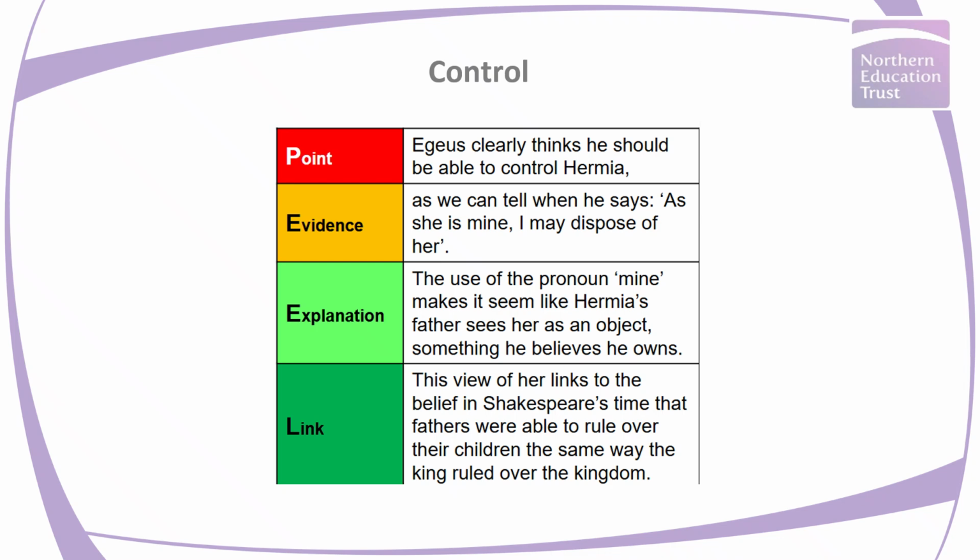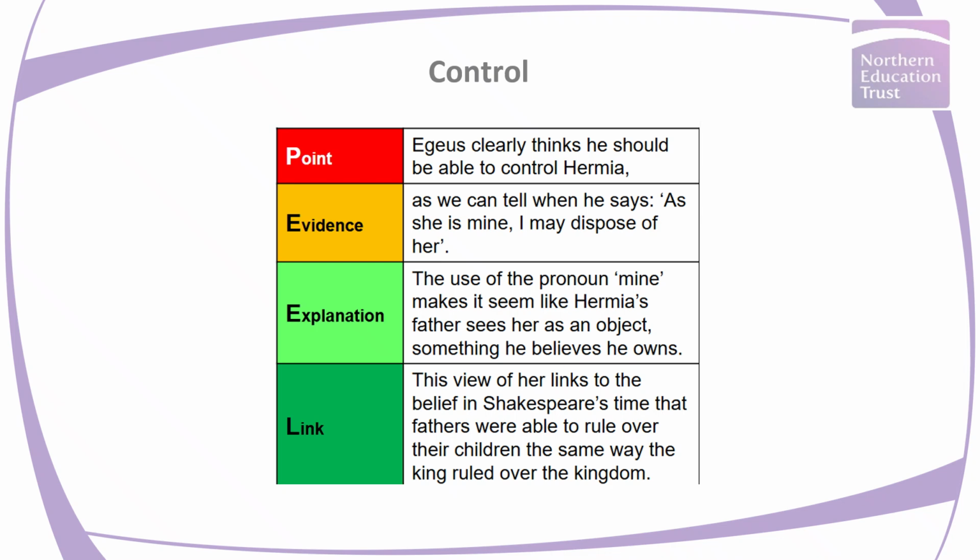Essentially, what students have been looking at is the concept of control, and they've looked at how characters in the play demonstrate control, but equally how control or power was presented at that time and how Shakespeare's responding to that. So, when they produce their piece of writing in this PEEL structure, they're implicitly talking about that.